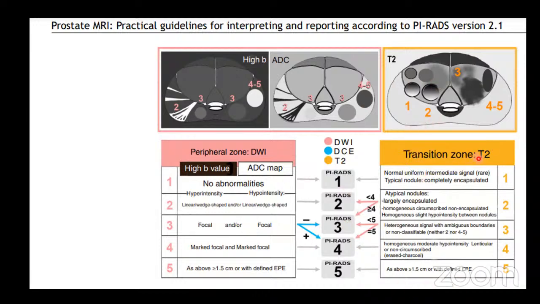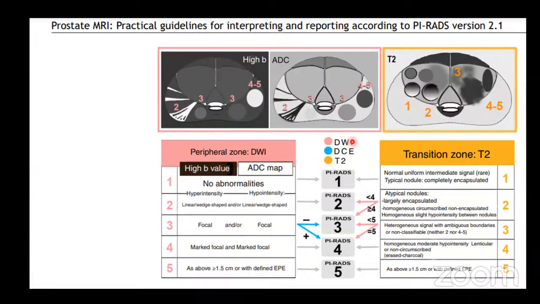So transition zone, again 5 options, and the sequence to go for is T2. So the first sequence we have to see here is T2. This diagram they have made is really important and makes things clear. What is 1? Normal uniform intermediate signal, typical nodule completely encapsulated. So a typical BPH nodule which is completely encapsulated is straight away PIRADS 1. You don't need to see diffusion either.